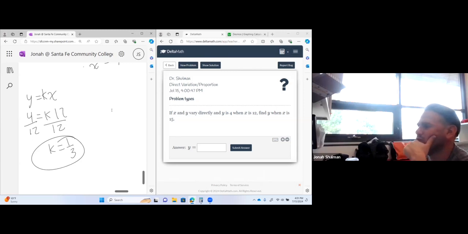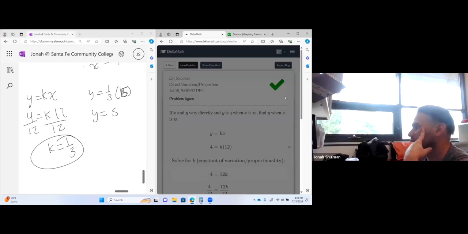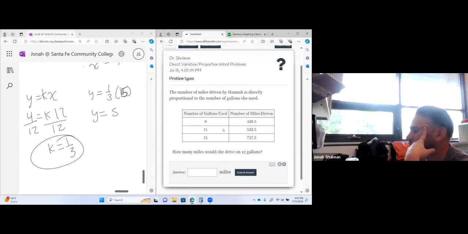So we just have to find y when k is 1/3 and x is 15. Well, what's 1/3 times 15? Your y is just going to be 5. That's one ugly 5. There we go. Just a reminder in case you forgot how to do your proportions. And here we go. Here's a word problem.